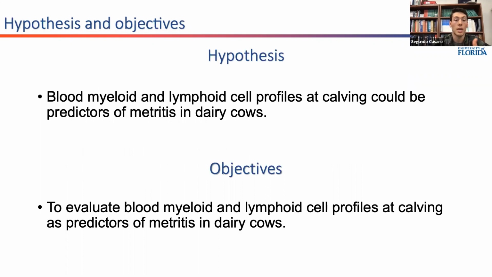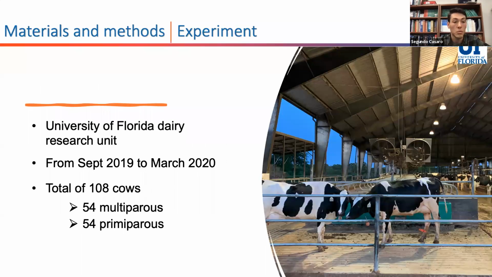And with this in mind, we came up with the hypothesis that blood myeloid and lymphoid cell profiles at calving could be predictors of metritis in dairy cows. And our objective was to evaluate the blood myeloid and lymphoid cell profiles at calving as predictors of metritis in dairy cows. Now, regarding the experiment, we did this experiment here at the University of Florida Dairy Research Unit from September 2019 to March 2020. We enrolled a total of 108 cows. Half of them were multiparous and the other half were primiparous.